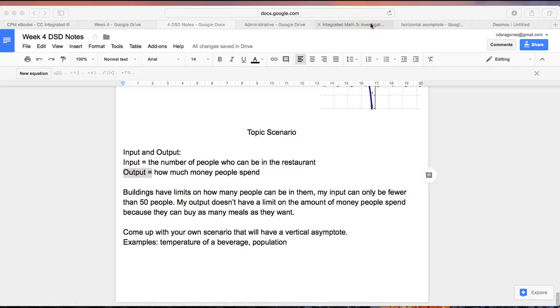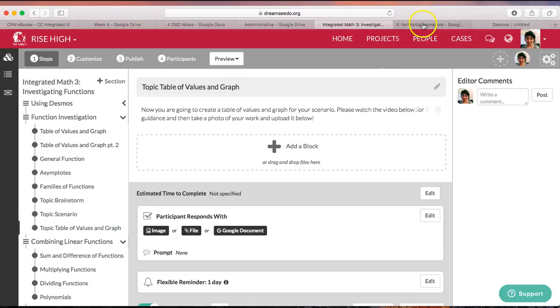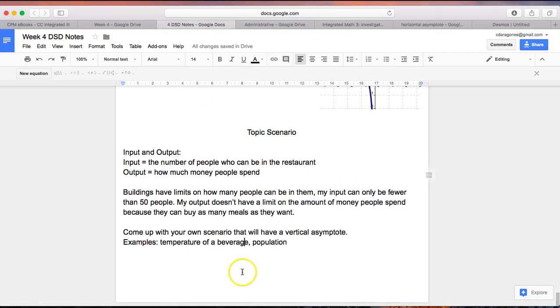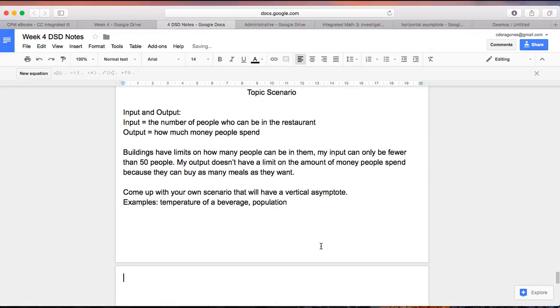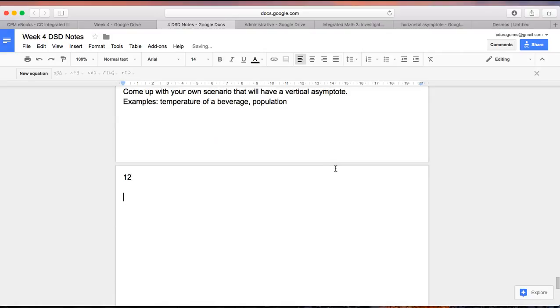All right, so now that you have your scenario, I actually want you to go ahead and create a table of values and a graph for it. So I'm going to do my example to help you out, and then you will think of your own for your topic and your scenario. So mine, we're going to call this topic table of values and graph.